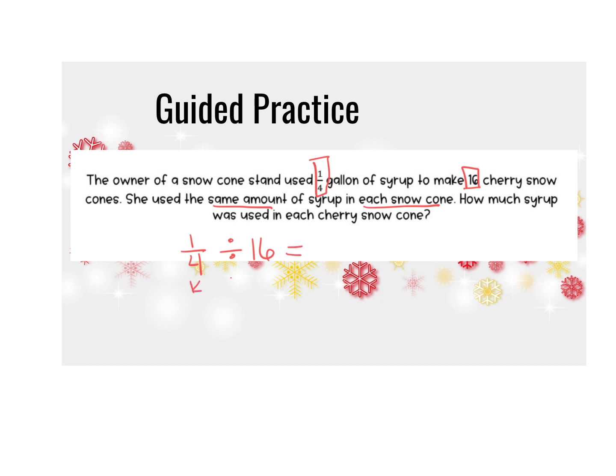Again, we're going to keep, change, flip. So we're going to have 1/4 times 1/16. And over here, I'm going to do 16 times 4. That's 64. So 1 over 64. So 1/4 divided by 16 is equal to 1/64. Make sure you have written down what I've written down. Don't worry about this section.